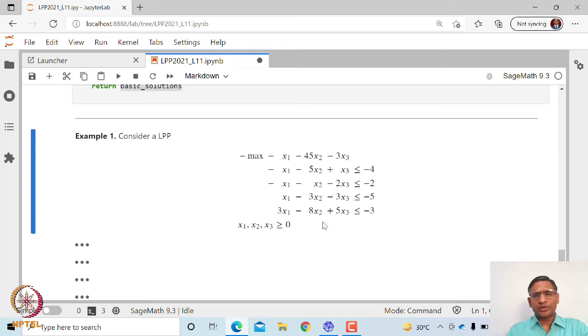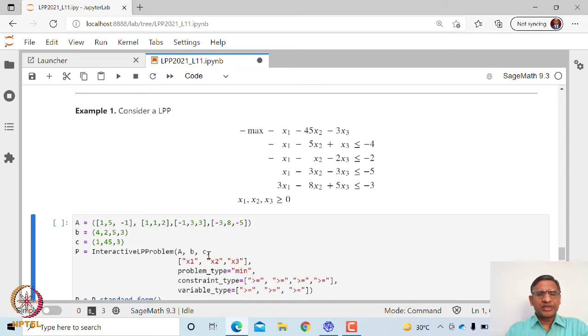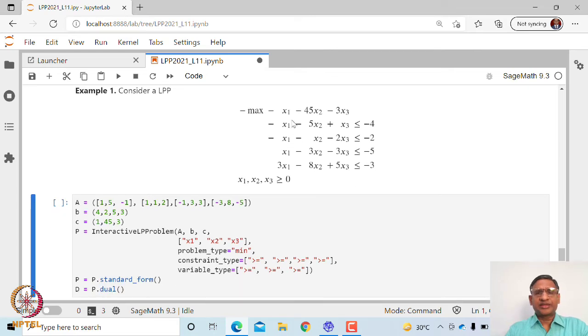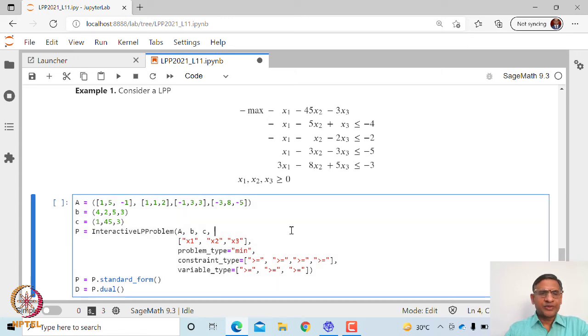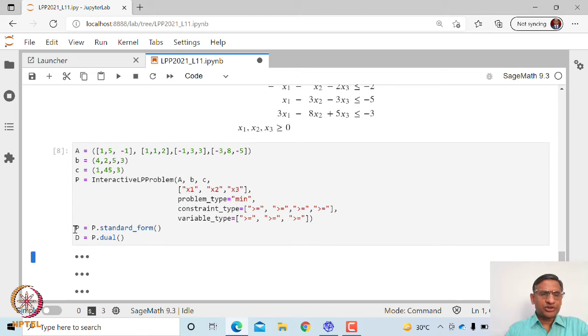So this is a linear programming problem, which is maximization type, right? If you convert this problem into standard form, this will be minimization of the negative of this, and all constraints will be greater than or equal to. So this is the standard form that we are considering, right? But in Sage Math, we think of maximization as the standard problem, and write its dual. So let us define this problem and convert it into a standard form.